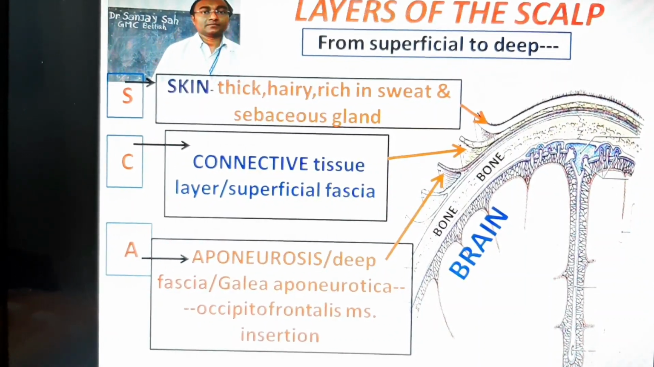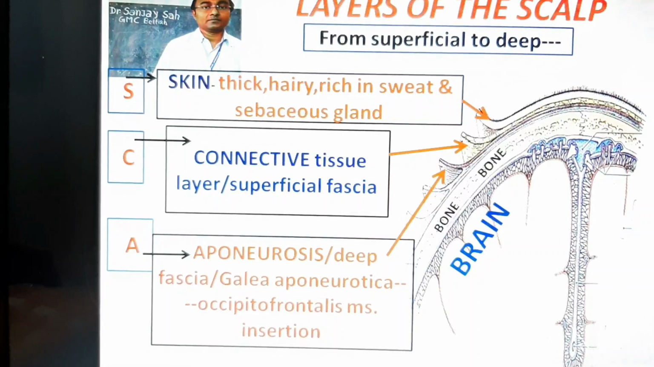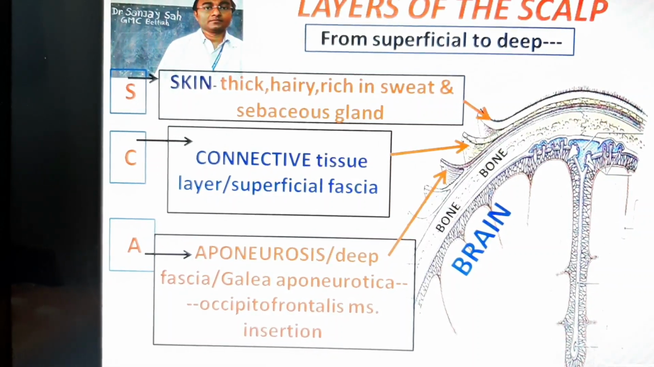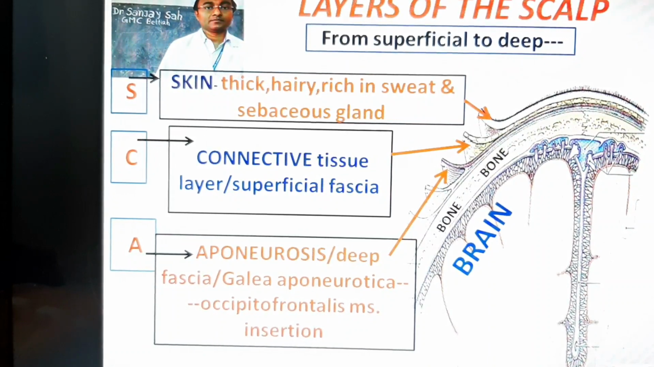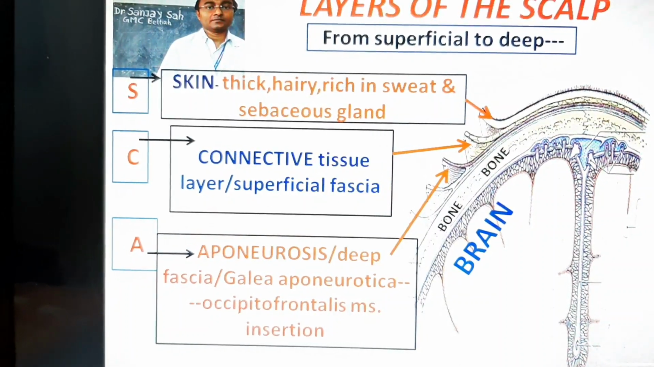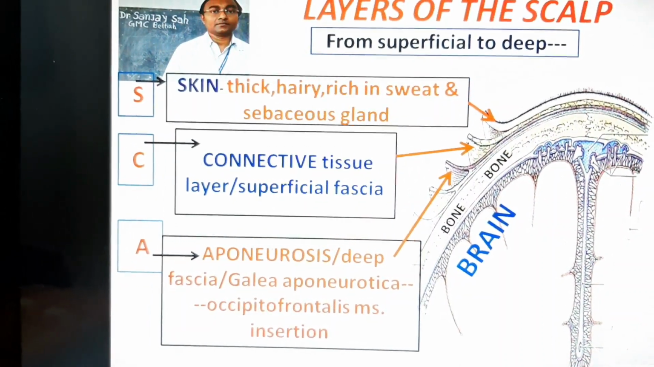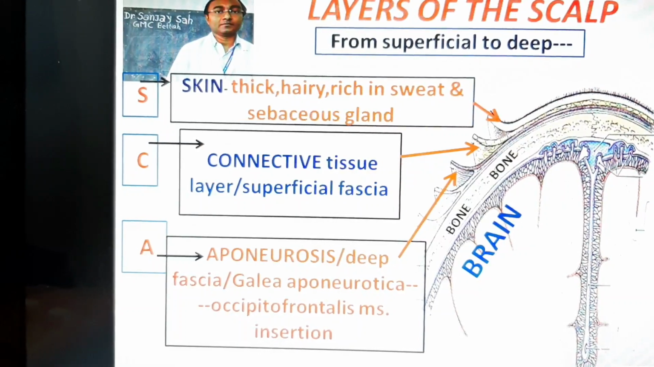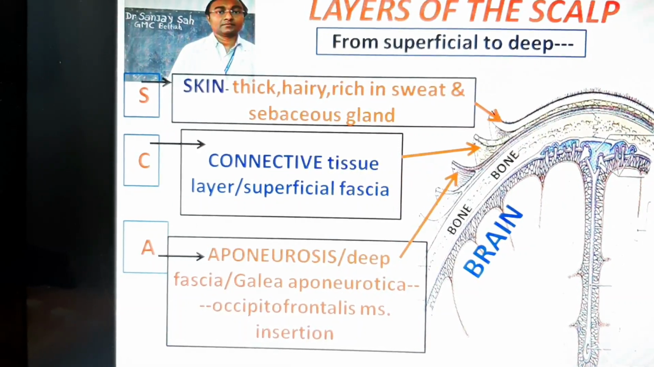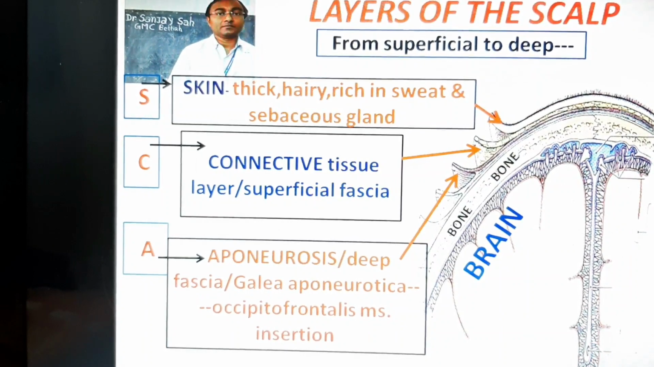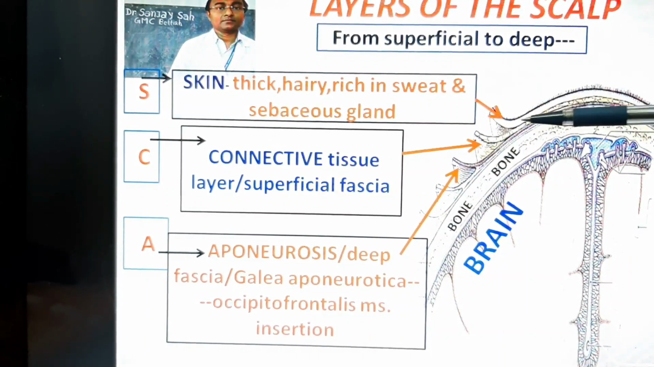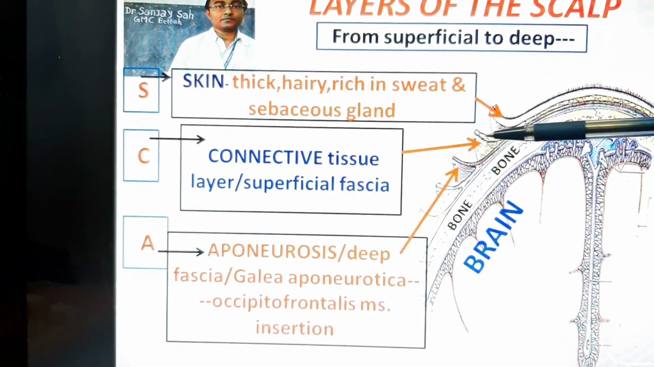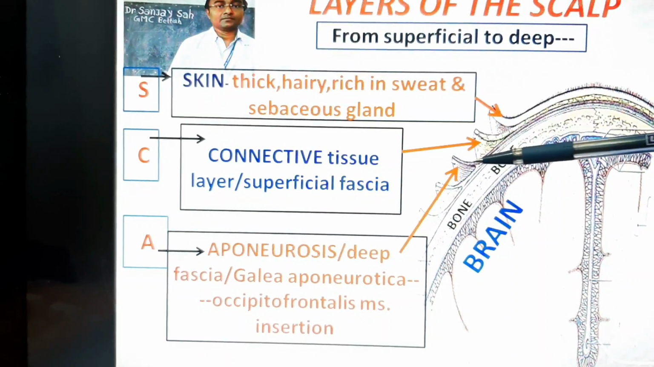Now the next layer is the aponeurosis. It is the deep fascia of the scalp. It has a special name, Galea aponeurotica, also known as epicranial aponeurosis. This layer has the insertion of the occipitofrontalis muscle. Here you can see this one is the skin, it is hairy. Next layer is the connective tissue layer, next layer is the aponeurotic layer.